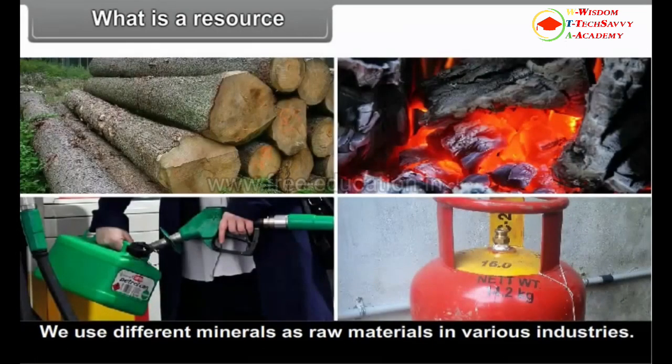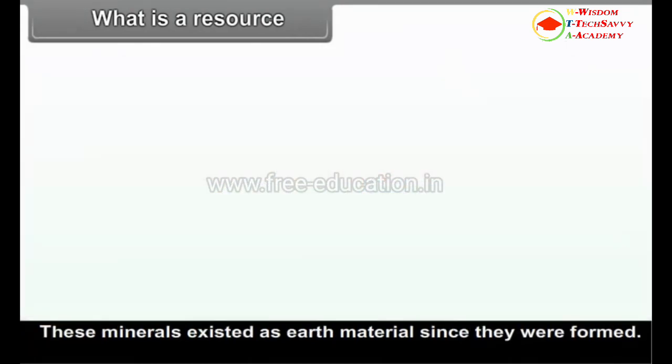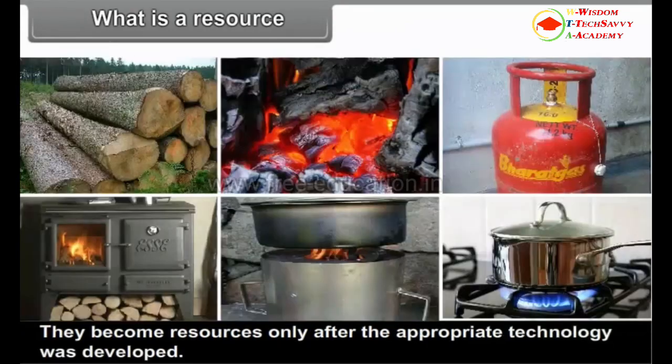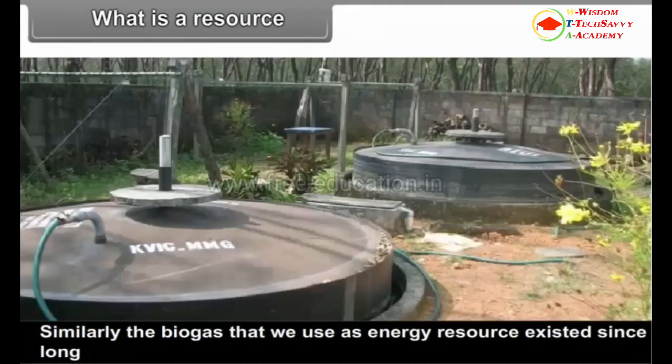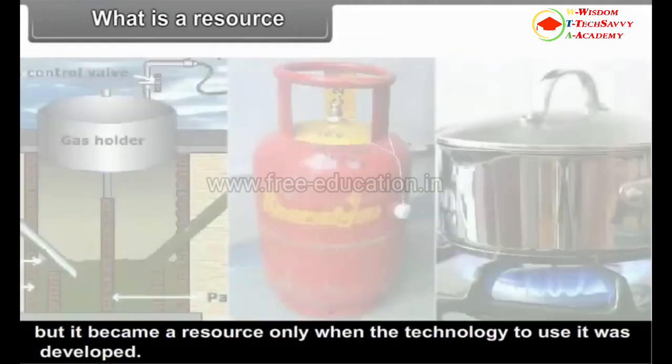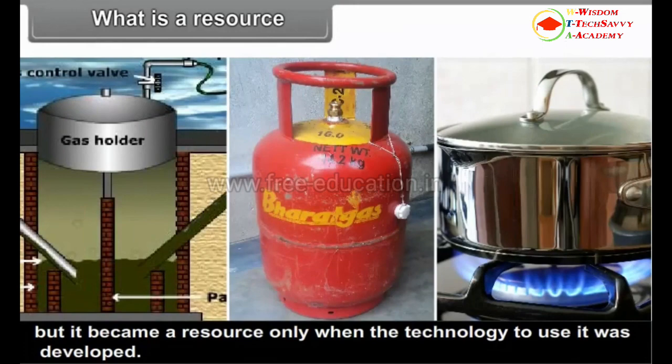We use different minerals as raw materials in various industries. These minerals existed as earth materials since they were formed. However, these remained as unutilized resources. They became resources only after the appropriate technology was developed. Similarly, the biogas that we use as an energy resource existed since long, but it became a resource only when the technology to use it was developed.